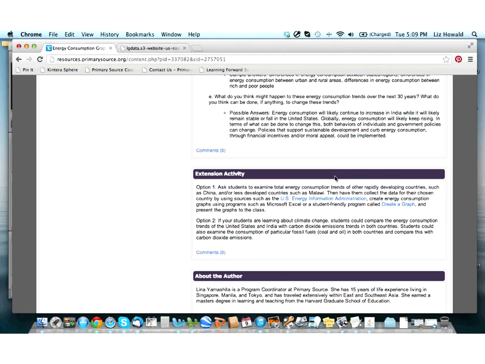Another option is that your students can learn a little bit more about climate change and how energy consumption, the use of fossil fuels such as coal and oil, play into climate change, and the attitudes towards this issue both in the United States and in India, and of course in other parts of the world.